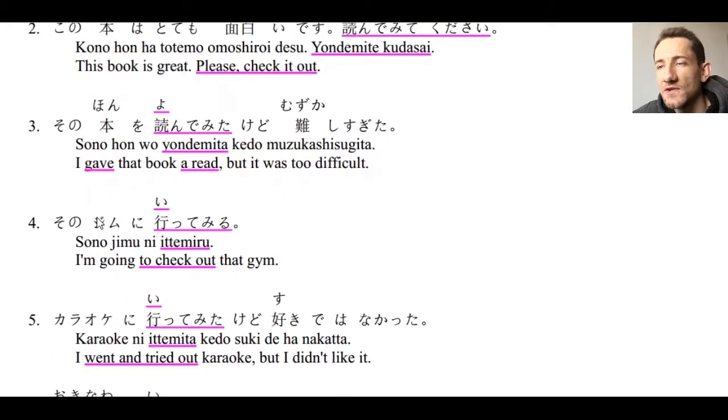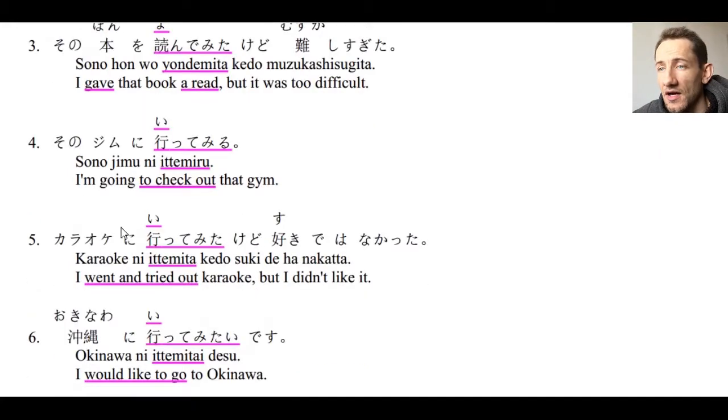If we were to say something like そのジムに行く, that'd be like I'm going to go to that gym. But if we use 行ってみる, we get the feeling like, oh, I'm going to go and check it out. I'm going to check out that gym and see what it's like. そのジムに行ってみる. Number 5, カラオケに行ってみたけど好きではなかった.